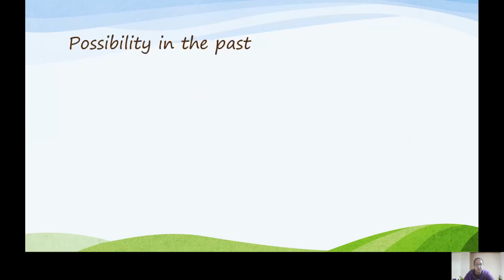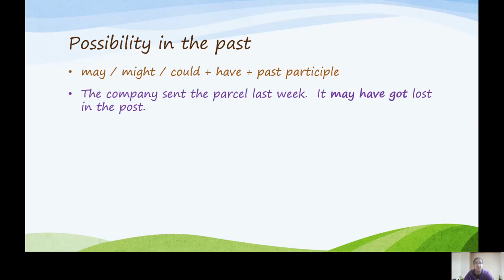Let's talk about possibility in the past. So, may, might and could can be used with have and a past participle to show that something was possible in the past. For example, the company sent the parcel last week. It may have got lost in the post because it's not here yet. Or it might have got lost in the post. It could have got lost in the post. They all show past possibility.